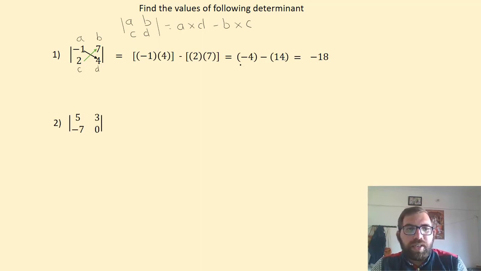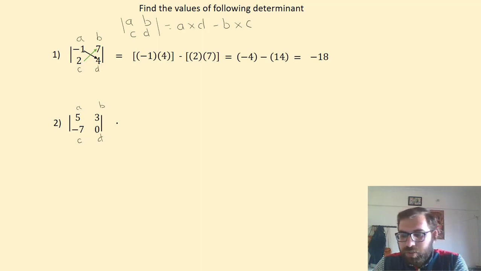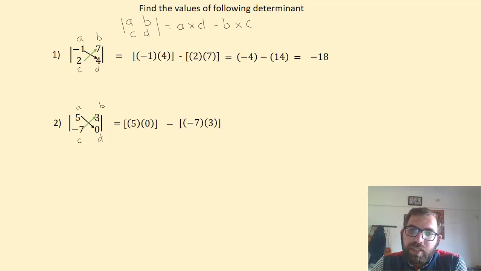Proceed. Second one. This is our 5, 3, -7, 0. This is A, this is B, this is C, this is D. It is equal to AD, 5 into 0, minus BC, -7 into 3, which is 0 minus of -21. So this minus into this minus will become plus, and your answer will be +21.